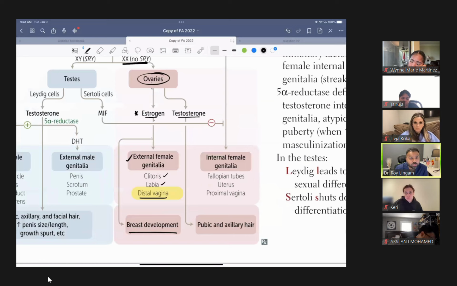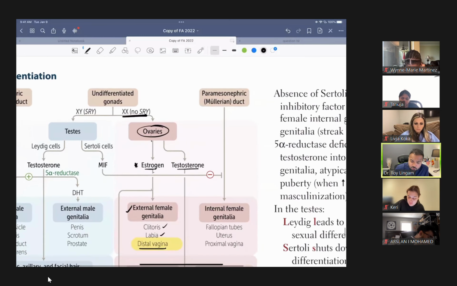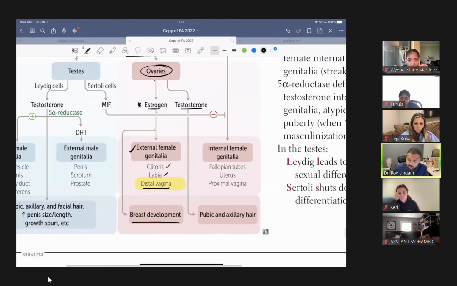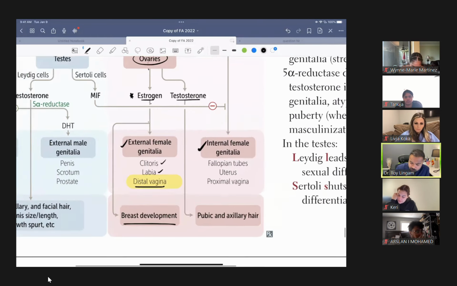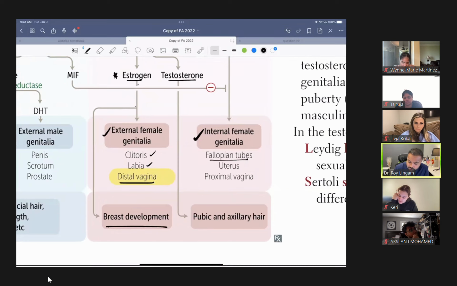Is everybody clear, folks? Then female also have something called Mullerian duct. That Mullerian duct is responsible for internal female genitalia. So external female genitalia from ovary, internal from Mullerian duct. Now look at this, what Mullerian ducts develop. They develop fallopian tubes, uterus, highlight, proximal vagina. So we need Mullerian duct and ovary to develop the entire vagina. Is everybody clear, folks? That's important here.